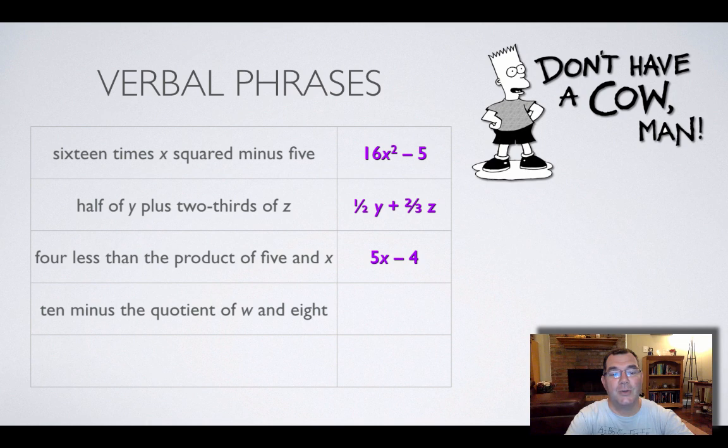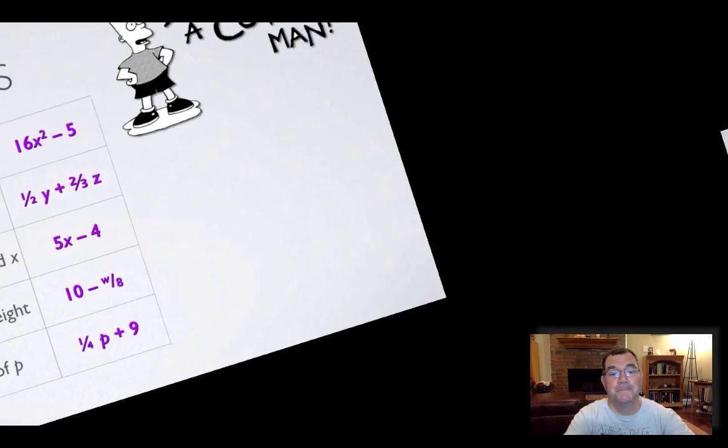10 minus the quotient of w and 8 would be 10 minus w over 8. Notice that quotient means divide. 9 more than 1/4 of p is, and again, more than means plus 9, but honestly when you're adding, the order doesn't matter like it does with subtraction. So if you had written 9 plus 1/4 p, that's the same thing. And we'll talk about that later once we start talking about the properties of algebra.